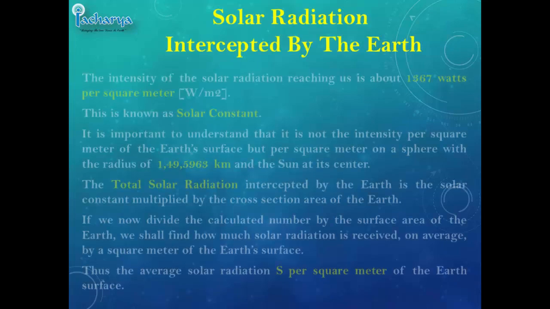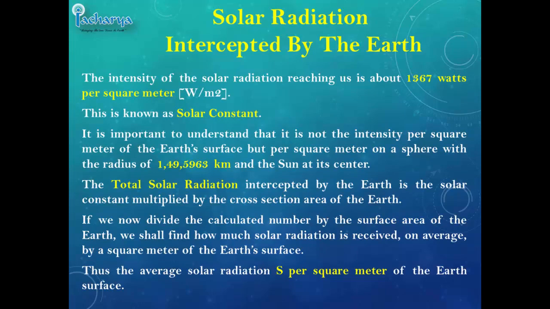Solar radiation intercepted by the Earth. The intensity of the solar radiation reaching us is about 1367 watts per square meter. This is known as the solar constant. It is important to understand that it is not the intensity per square meter of the Earth's surface, but per square meter on a sphere with the radius of 149,596,3 kilometers and the Sun at its center.